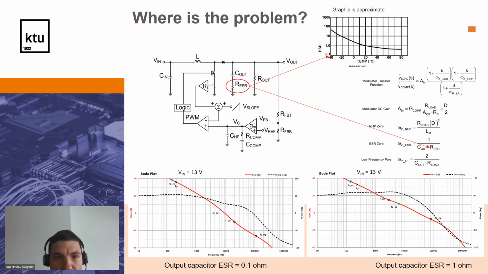What sits behind this paper? If we take one classic boost converter with the most common controller inside, and with this transfer function, which is very well known, we have several interesting parts, and the most interesting part from it is the zero, which is correlated with the output capacitor.